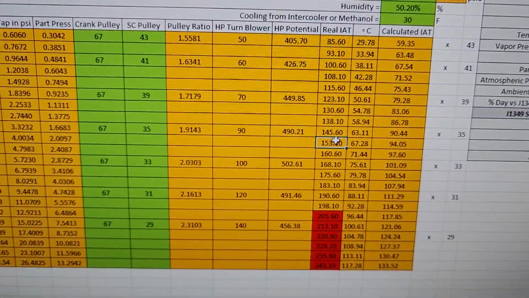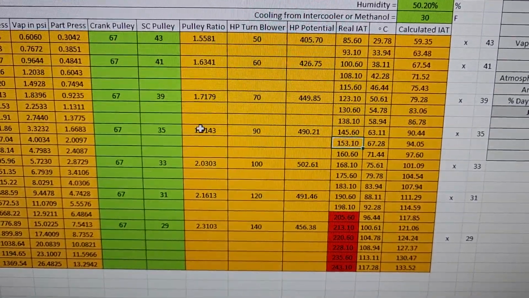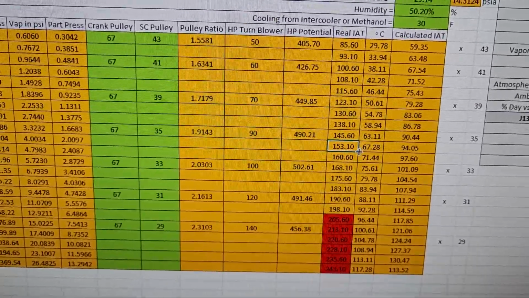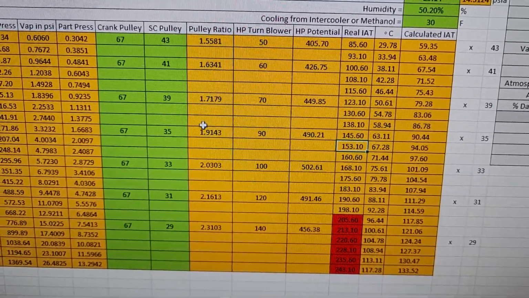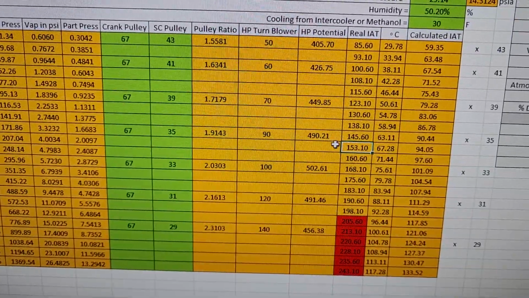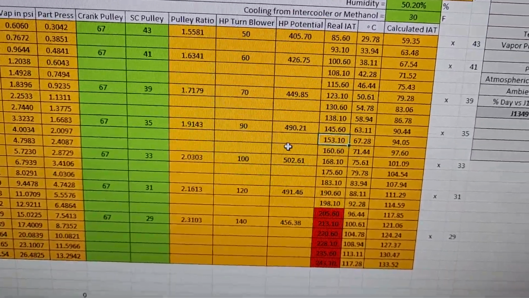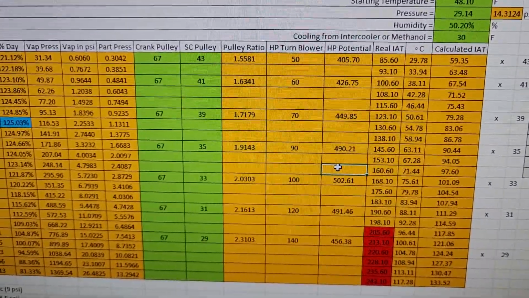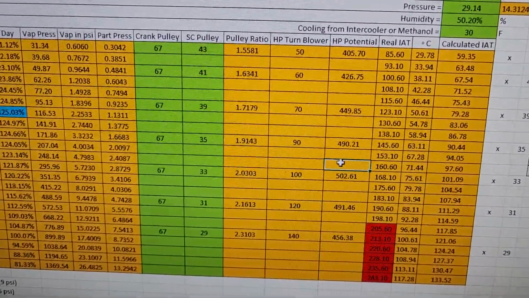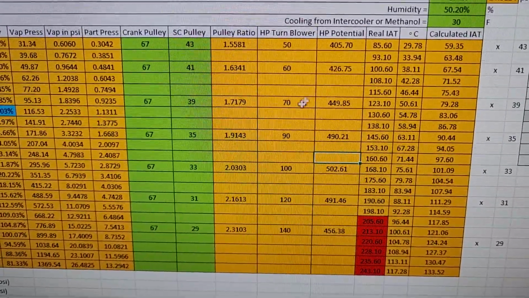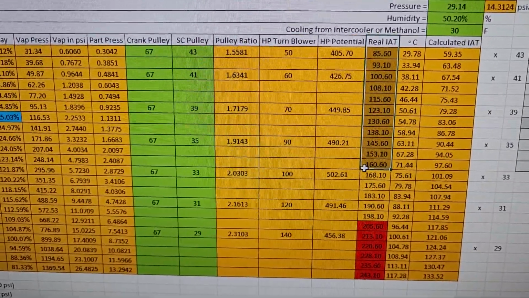Just because the smaller the supercharger, the faster you're spinning it, the more inefficient it's going to be. A 671 turning 1-to-1 ratio is going to be closer to this number than to this number. They're just more efficient because you're turning it slower, so you're not generating as much thermal expansion heat. Anyway, that's why I have a real IAT column.